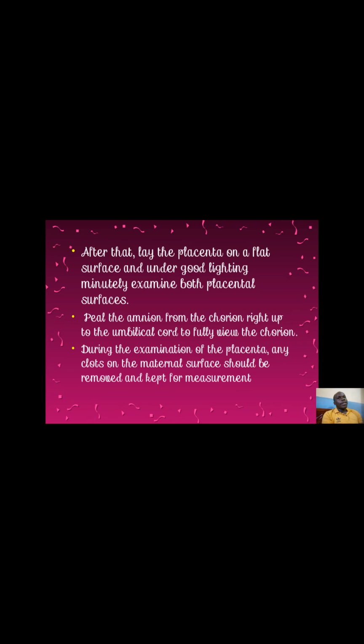Peel the amnion from the chorion right up to the umbilical cord to fully view the chorion. Unatenganisha kwa sababu kuna two membranes, chorion and amnion membranes. Chorion inacover the placenta na amnion inacover mtoto. Kwa hiyo utazitenganisha ili uweze kuexamine vizuri. During the examination of the placenta, any clot on the maternal surface should be removed. Kwamba labda unaexamine halafu pia kuna blood clot, lazima uitoe ili uweze kuexamine vizuri.